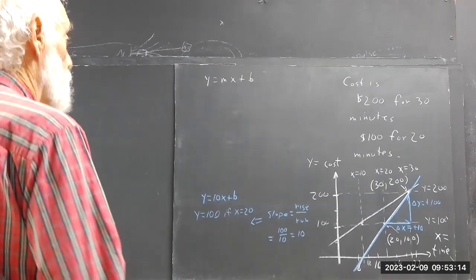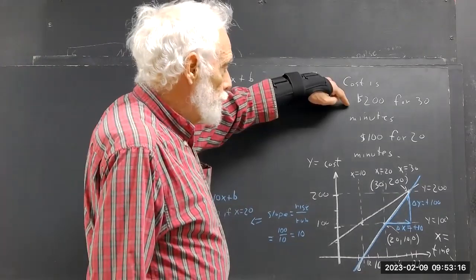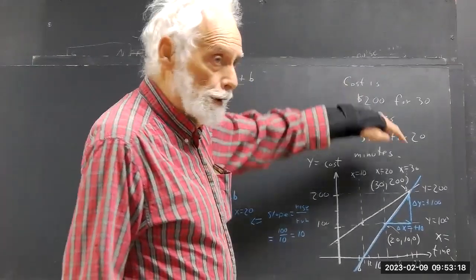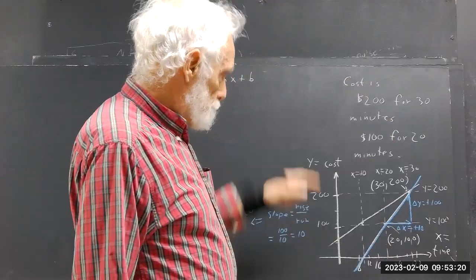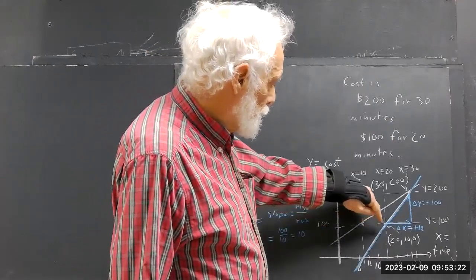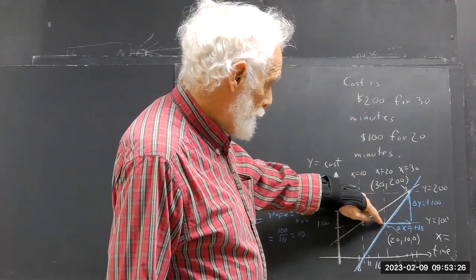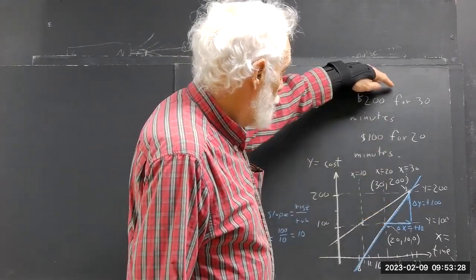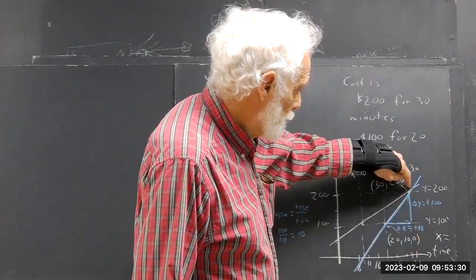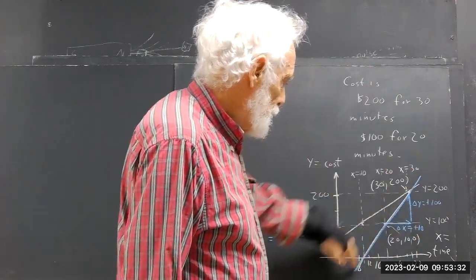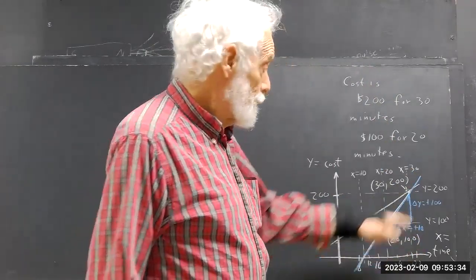Okay, so we got the problem. Seeing a lawyer costs us $200 for 30 minutes, $100 for 20 minutes. We put those points on a graph: 20 minutes, $100; 30 minutes, $200. And then we draw a straight line, the blue line.